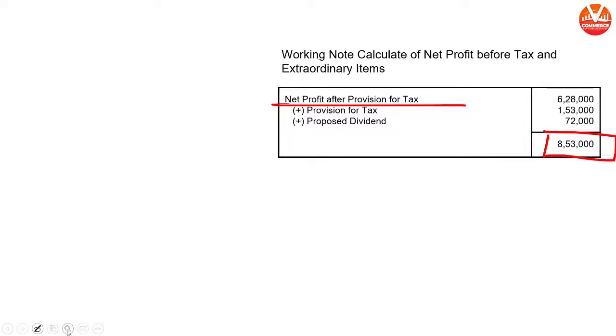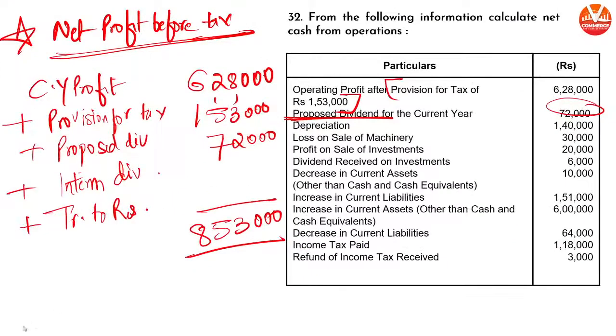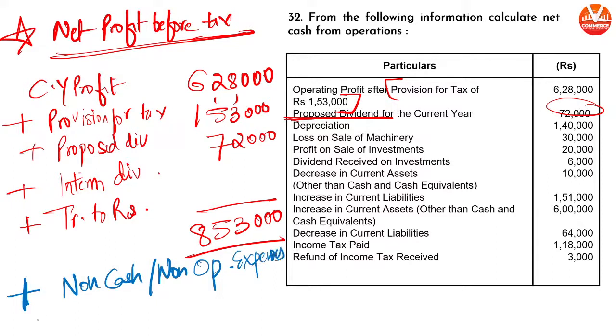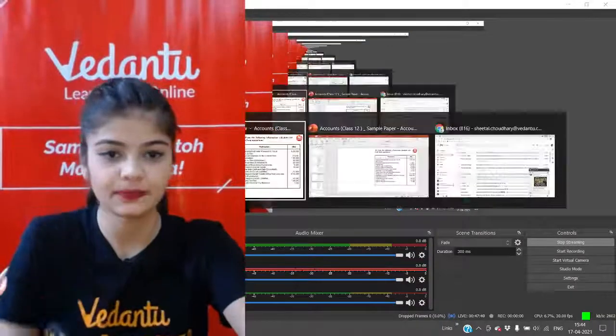Now, once you have calculated net profit before tax, you have to add non-cash and non-operating expenses, and you have to subtract non-cash and non-operating income. Expenses will be added and income will be subtracted. So now we will look at the question again.